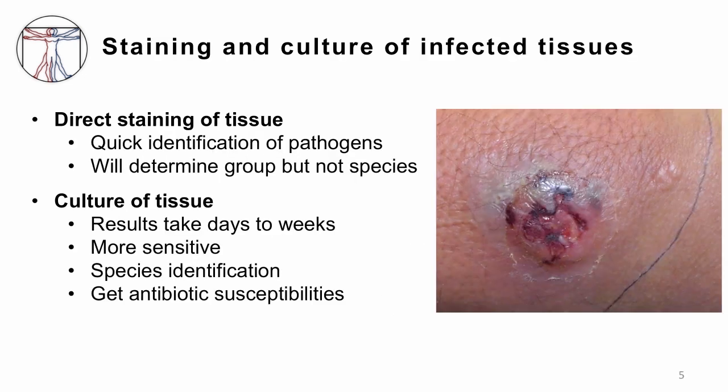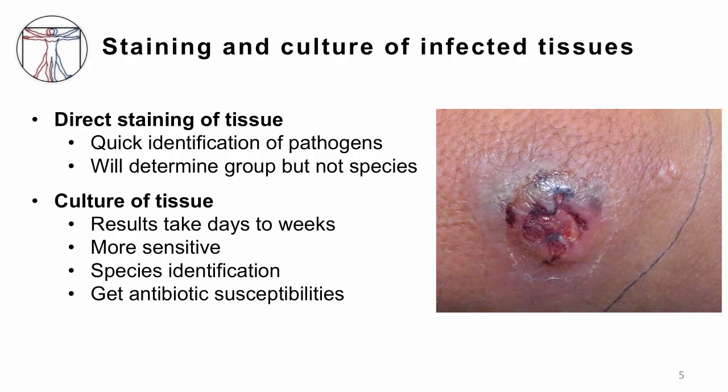So staining and culture of infected tissue. Direct staining of tissue, as I said, is where you can do this very quick identification of pathogen with something like a Gram stain. In probably less than 15 minutes, you'll have some information about what organisms are there. But it's not going to tell you a specific species. It's not going to tell you about which antibiotics will necessarily work.